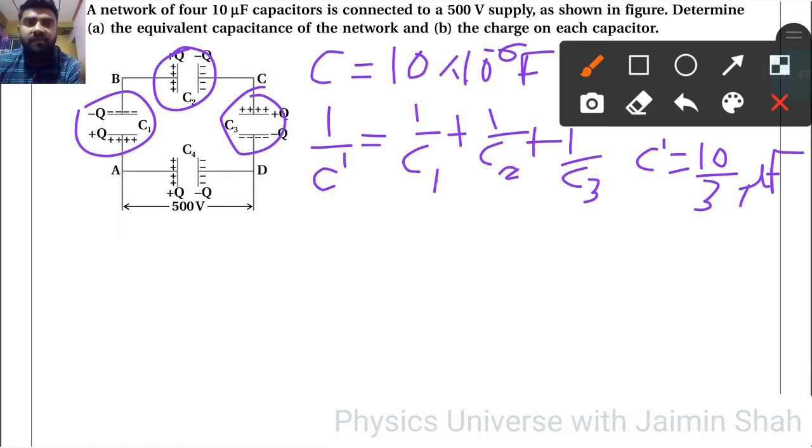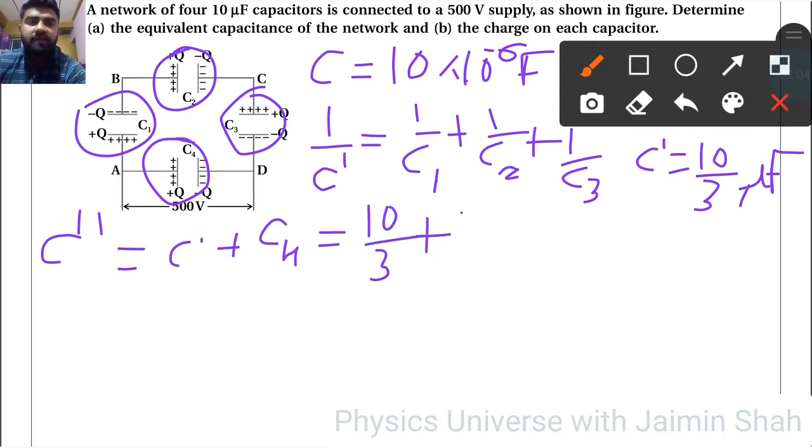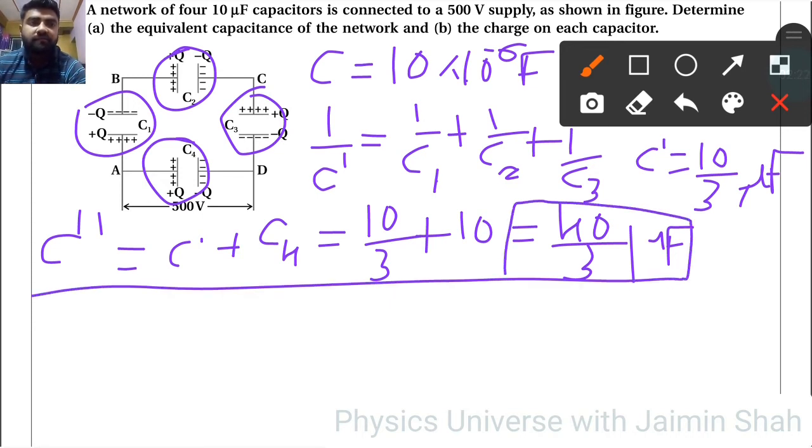Now this combination is connected in parallel with the fourth capacitor. In a parallel combination, we have to sum them. So C dash plus that fourth one, C4. So 10 by 3 plus 10, that is 30 plus 10, 40 by 3, right? So 40 by 3 microfarad. So that is the total equivalent. This is our first answer, 40 by 3 microfarad.